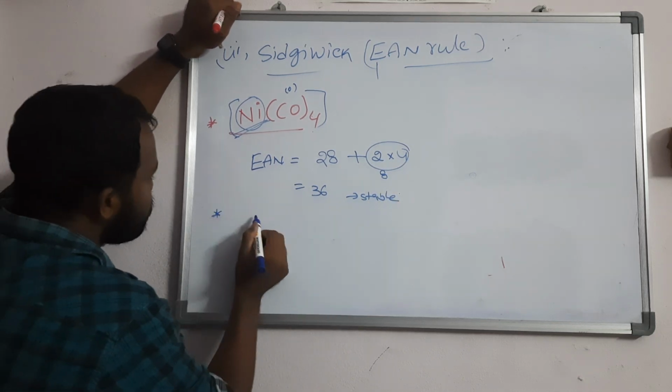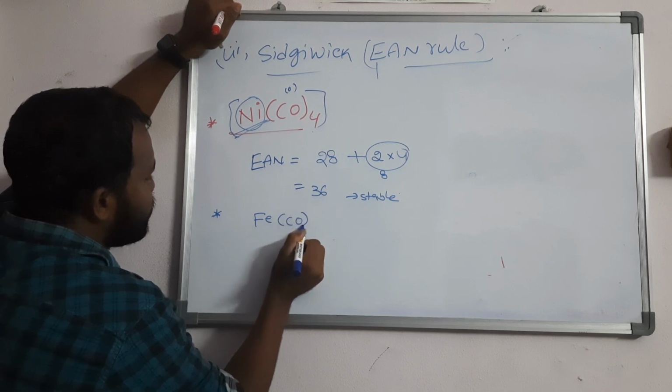Second example: iron with CO taken 5 times.